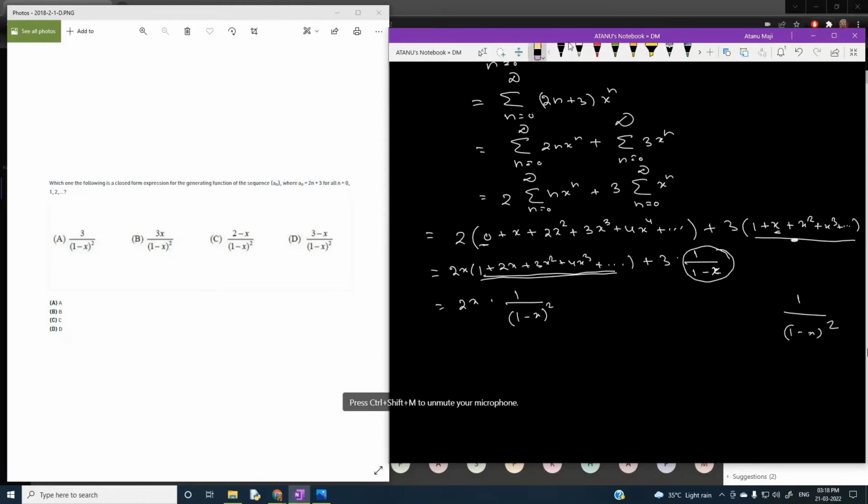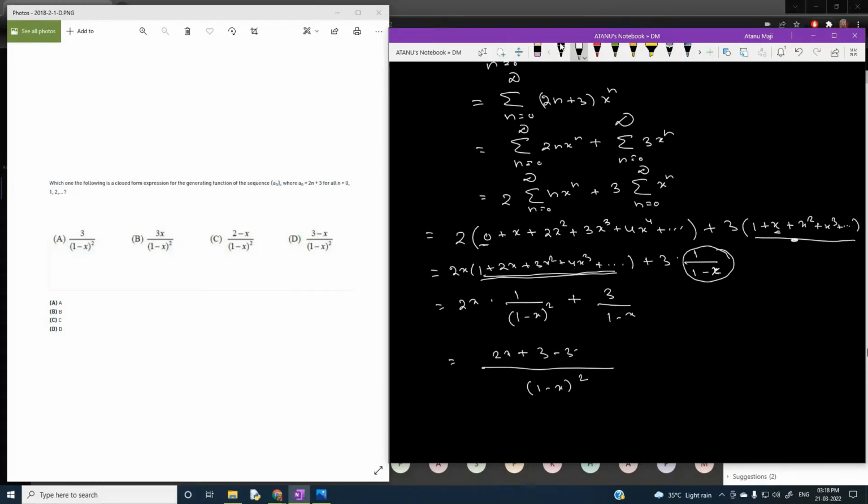तो इसीलिए ये वाला जो एक्सप्रेशन है ये एक्चुअली 1 by (1 minus x) square का उसका एक्सप्रेशन है. Now just simplify this. So this is 3 by 1 minus x. So I can take (1 minus x) square as the denominator. So here we can get 2x, and here I can get 3 into (1 minus x), basically 3 minus 3x. So the final expression we can get, that should be (3 minus x) divided by (1 minus x) whole square.